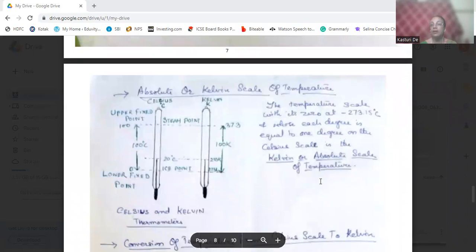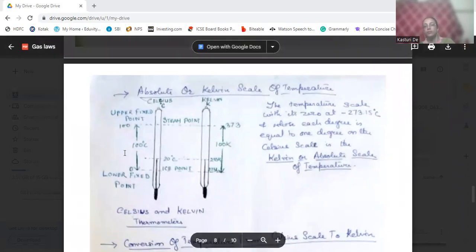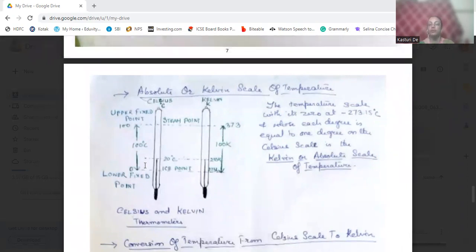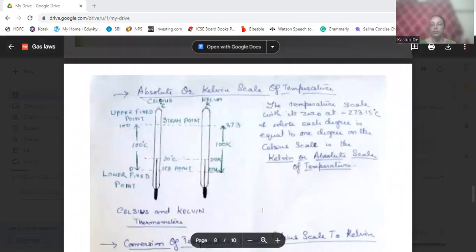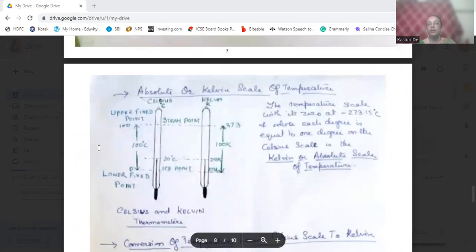Now, the absolute or the Kelvin scale of temperature. Okay, we take 1 Celsius thermometer and 1 Kelvin thermometer. So we mark the upper fixed point and the lower fixed point in the Celsius thermometer and compare with the Kelvin thermometer. We know the upper fixed point of the Celsius thermometer, that is centigrade thermometer, is 100 degrees Celsius, and lower fixed point is 0 degrees centigrade or 0 degrees Celsius. Upper fixed point is known as steam point, and lower fixed point is known as ice point.